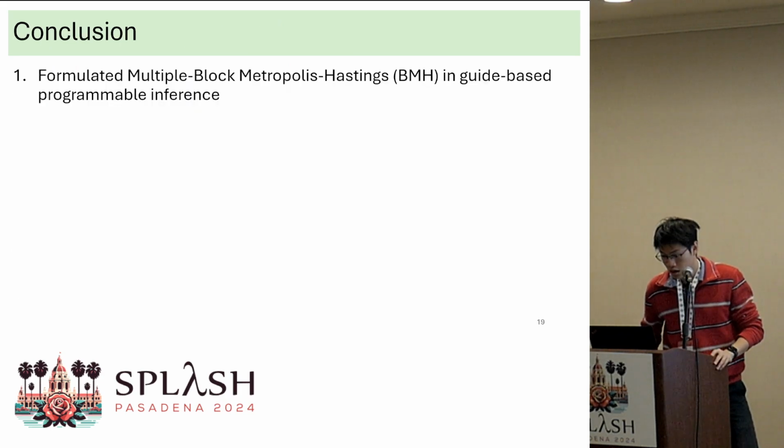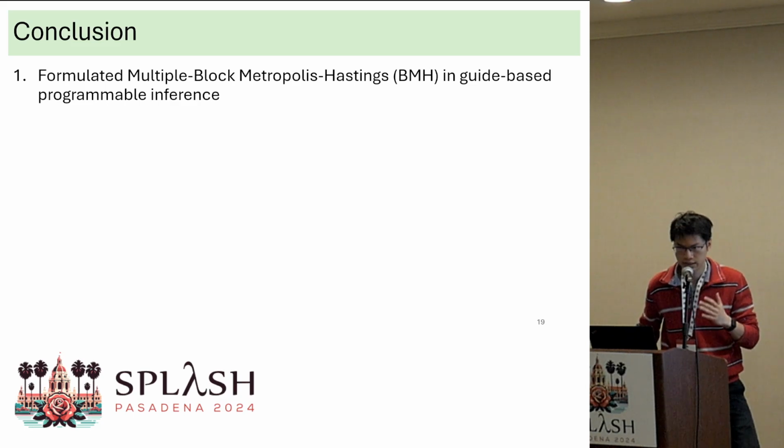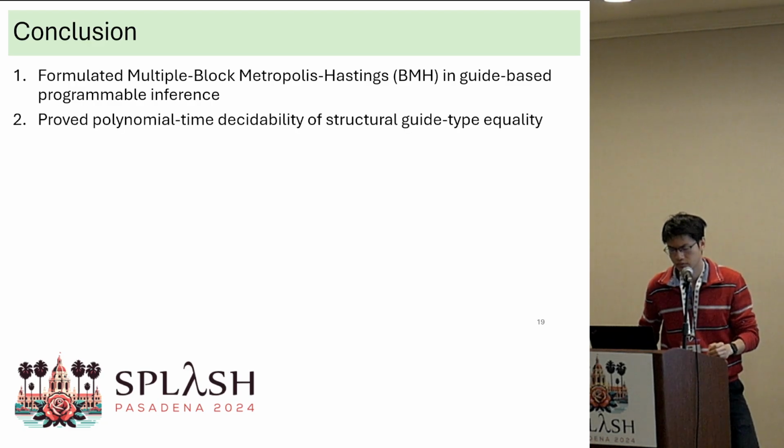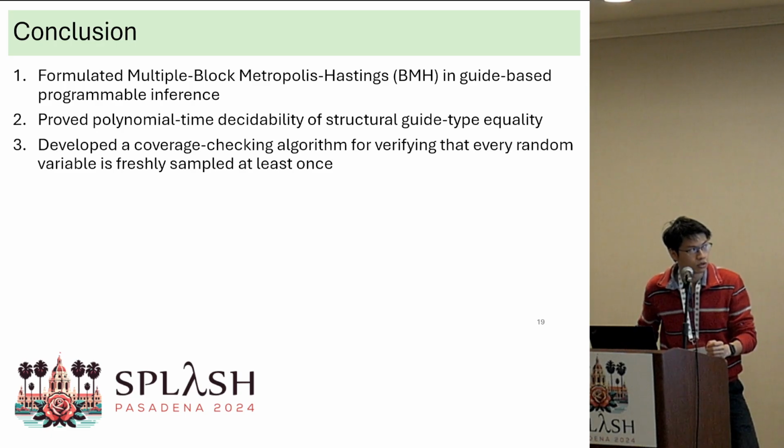So in conclusion, we made 3 contributions in this work. First, we formulated BMH, which samples random variables block by block in the guide-based framework of programmable inference, as a sequential composition of guide programs. We additionally proved polynomial time decidability of structural type equality for guide types, which in general can be context-free and hence have infinite state spaces. And lastly, we developed an algorithm for checking coverage of random variables to statically verify that each random variable has been freshly sampled by some guide in the sequential composition, which is a key soundness condition for BMH. Thank you.